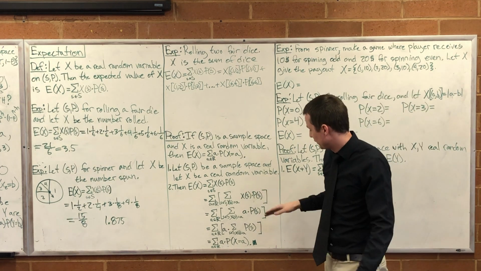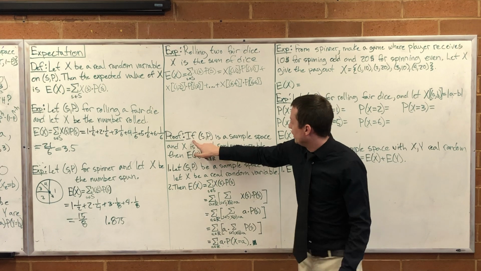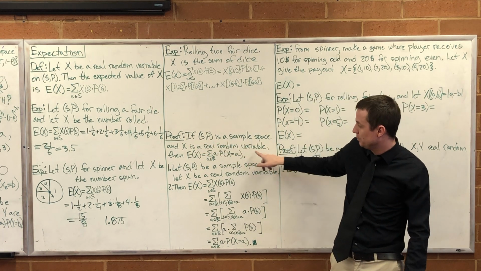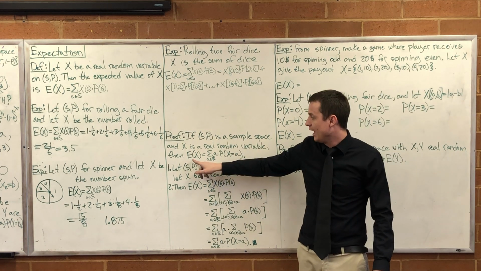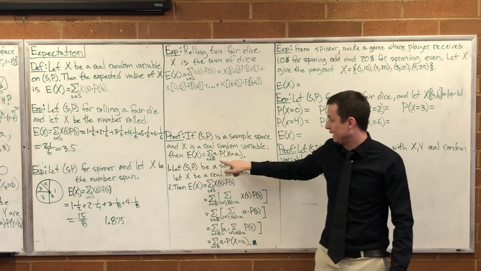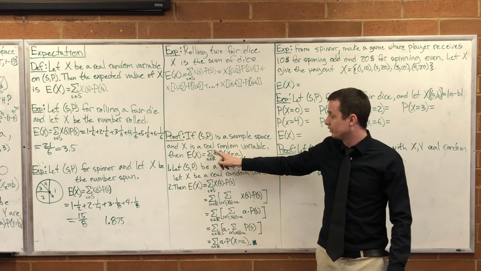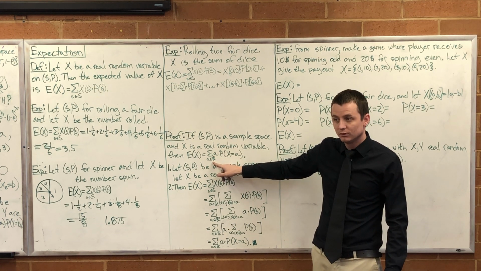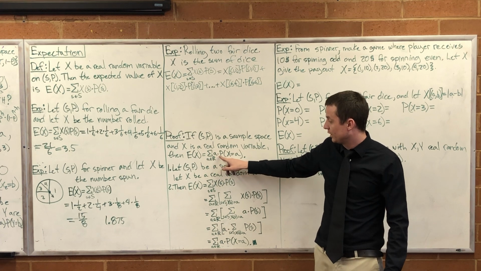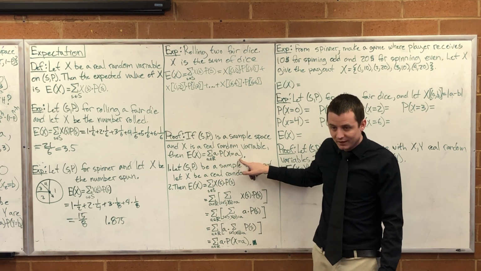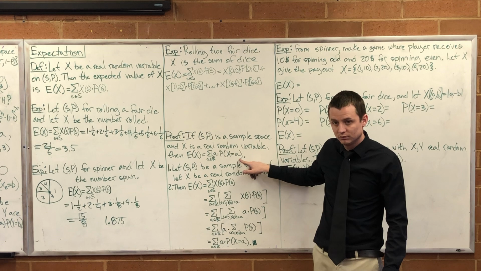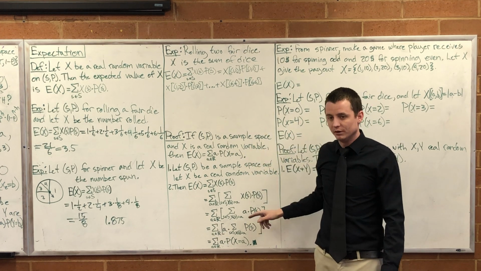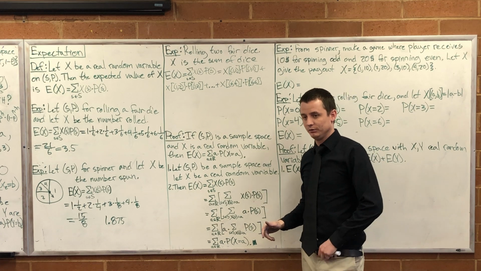Alright, we'll prove the theorem. So if S and P is a sample space, and X is a real random variable, then the expected value of X can also be calculated this way. You sum up for every possible real number, that real number times the probability that X is that real number. Maybe we'll just state the theorem, come back up here and use it, and then prove the theorem. That way you can see it in action before we use it.